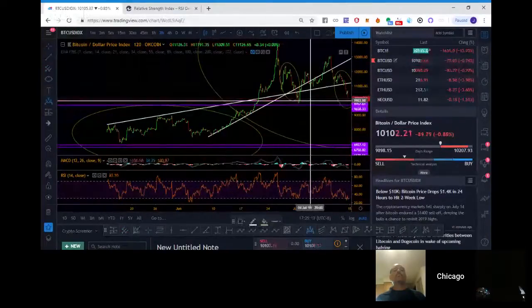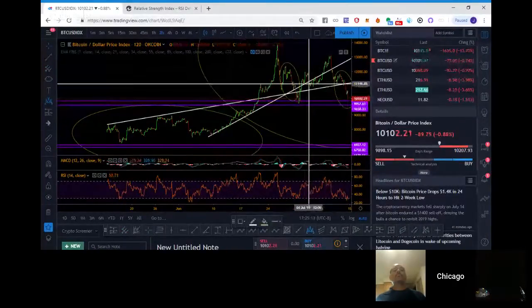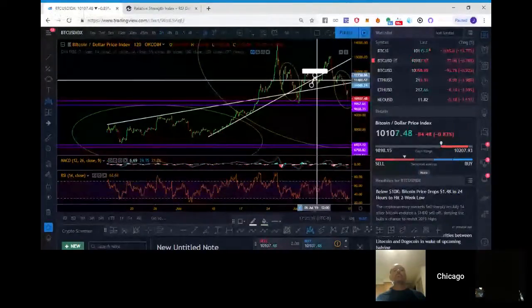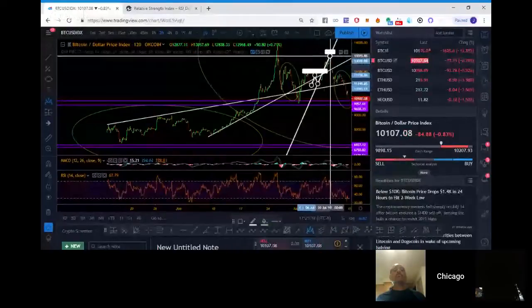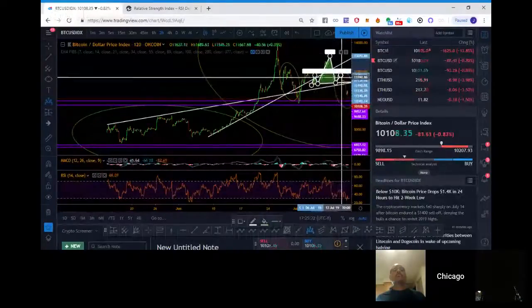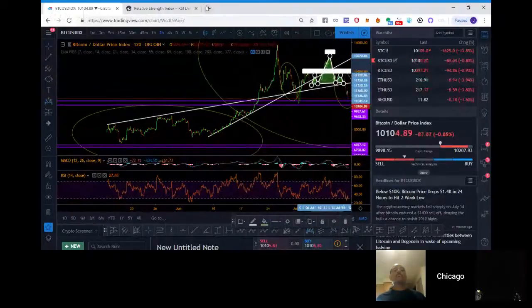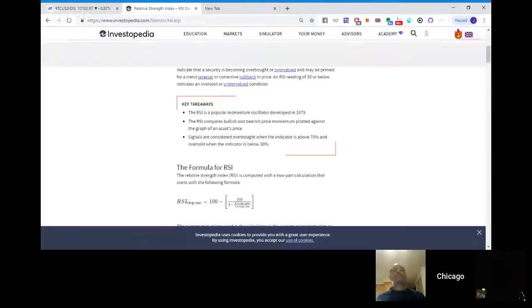Quick question, man. Go ahead. A head and shoulders really shows you something is about to change, like you're about to go into a downtrend. It shows you a reversal.